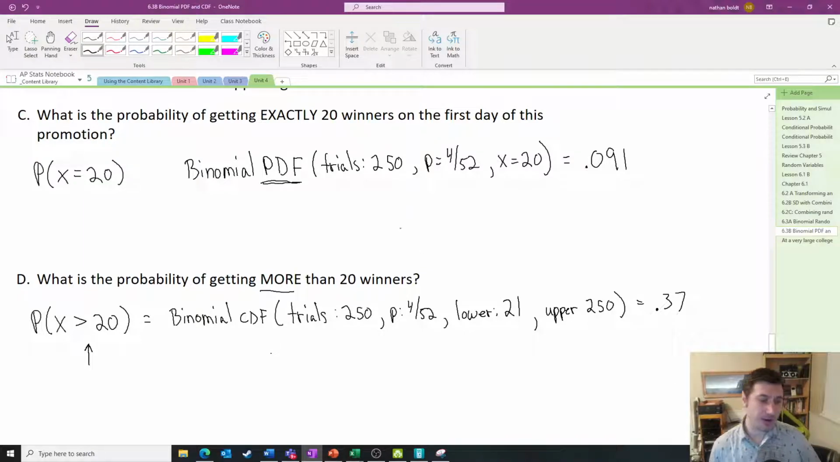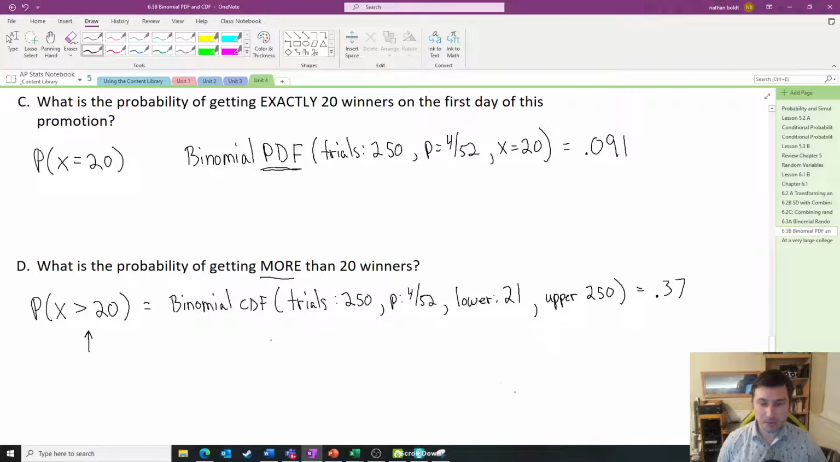Now, if you have a TI-84, it's not quite that easy, okay? Because what we just did, if I have my density function here, it's not normal, but let's say it looks something like this. I just found the area from 21 all the way up to 250. I found this area right here. The 84 cannot find areas to the right. It just doesn't. It only finds areas to the left.